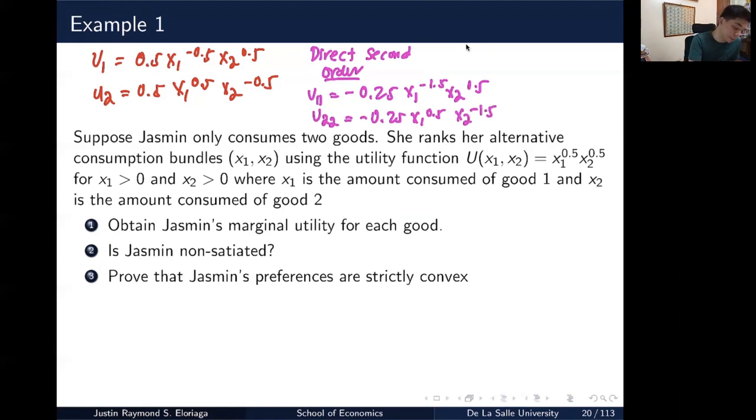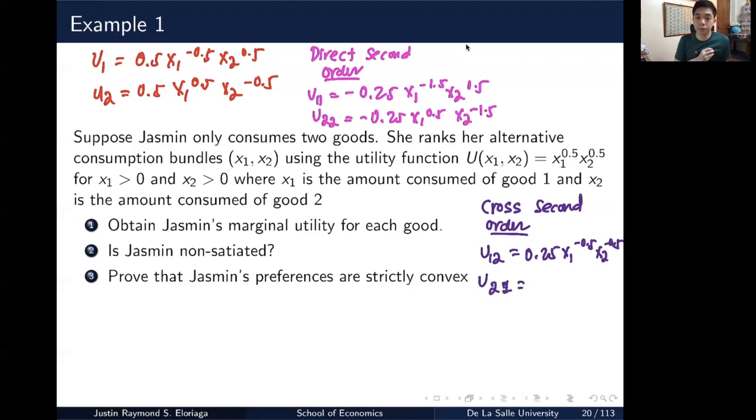Then I can get my cross second order derivatives. I have u12, so I derive the first one with respect to x2 again. So I get 0.25 x1^(-0.5) x2^(-0.5). Then u21: I derive u2 with respect to good 1. So that should be 0.25 x1^(-0.5) x2^(-0.5).